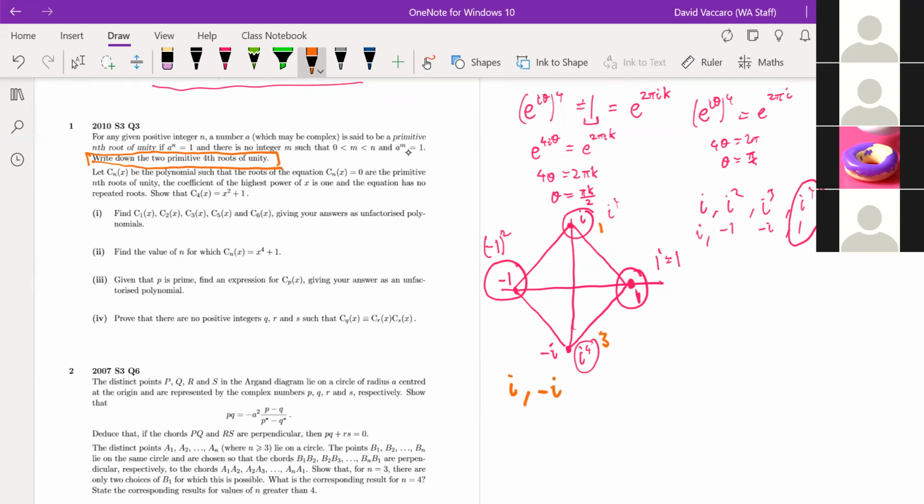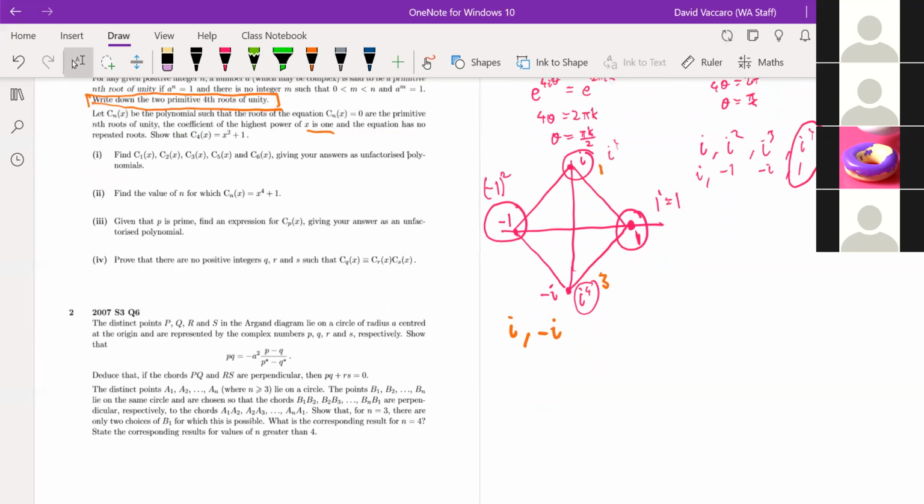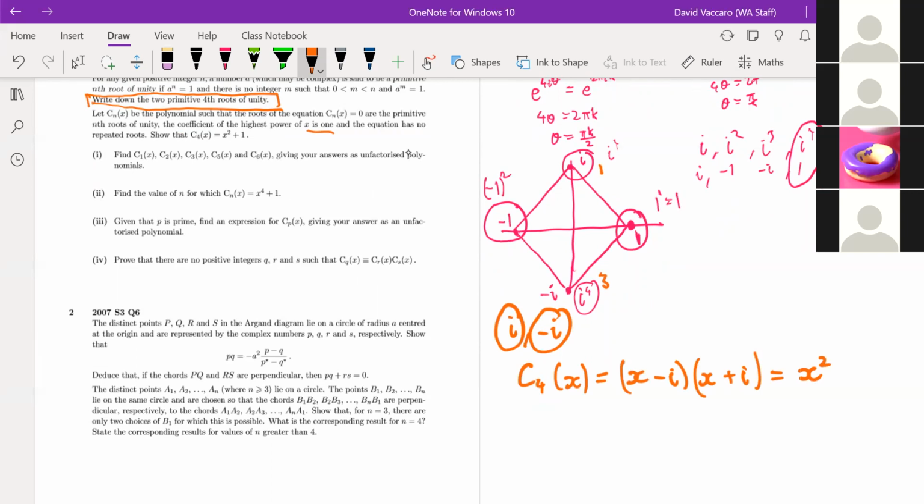It then says let C_n(x) be the polynomial such that the roots of the equation C_n(x) equals 0 are the primitive nth roots of unity, and the coefficient of the highest power of x is 1. And it's got no repeated roots. Show that C_4(x) equals x squared plus 1. Well, we want a monic polynomial which has just got roots of i and minus i. And it's easy to write down a polynomial which has got roots of i and minus i and nothing else and nothing repeated. It's just (x minus i)(x plus i). So that gives me x squared plus 1.